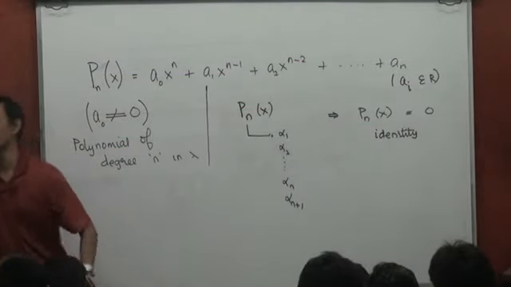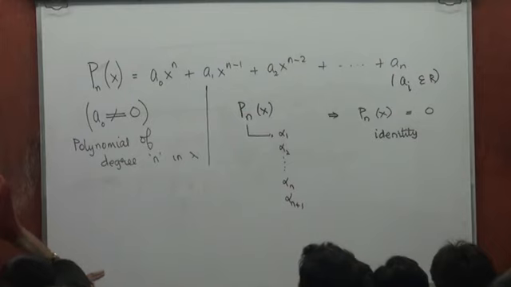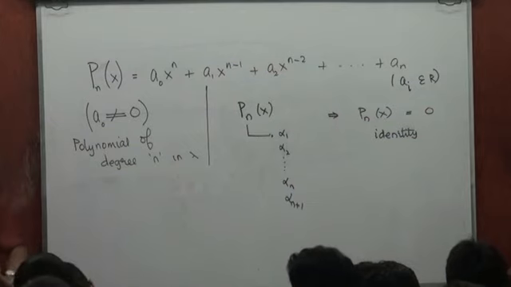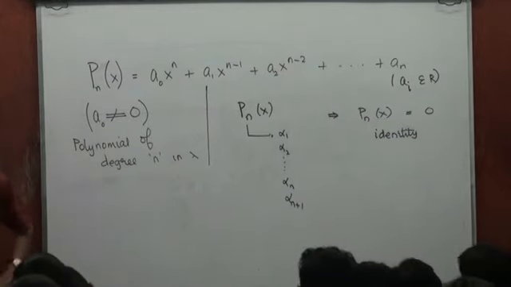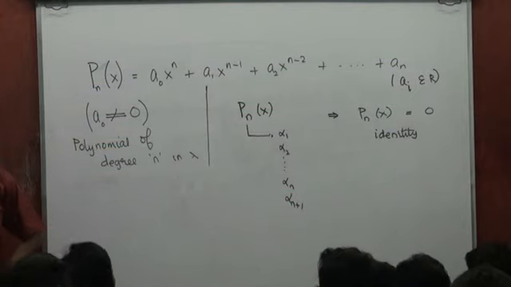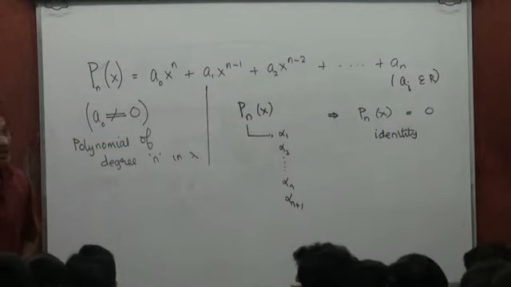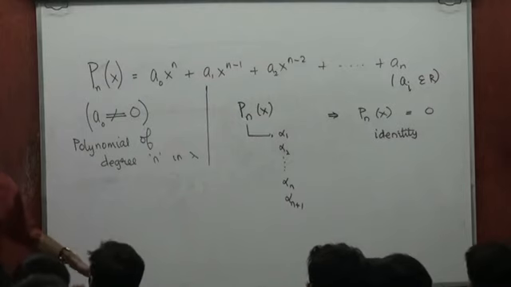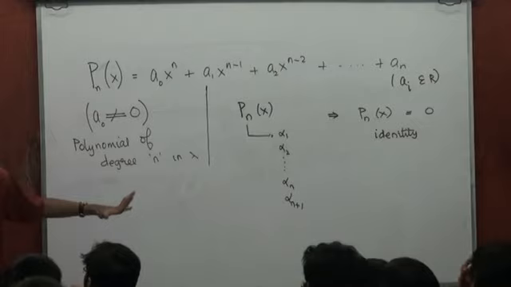Since this is not a very formal class on polynomials, I am not establishing everything. For a beginner level, by and by, we'll go past all of this in a lot more detail. But at time t equal to 0, this is what I want you to know.